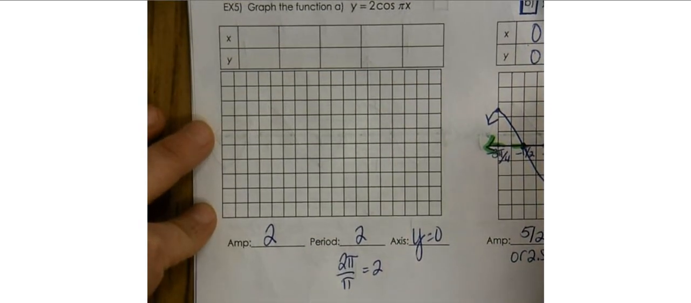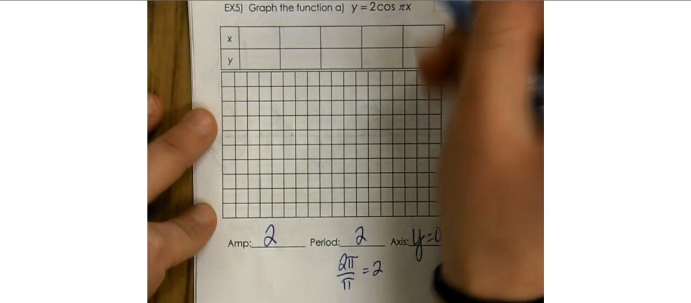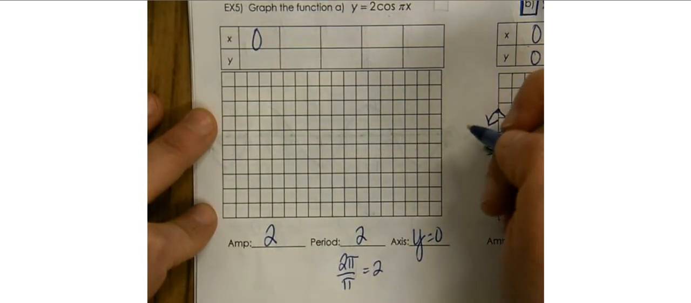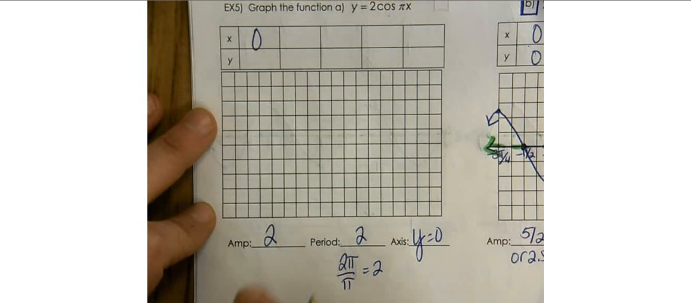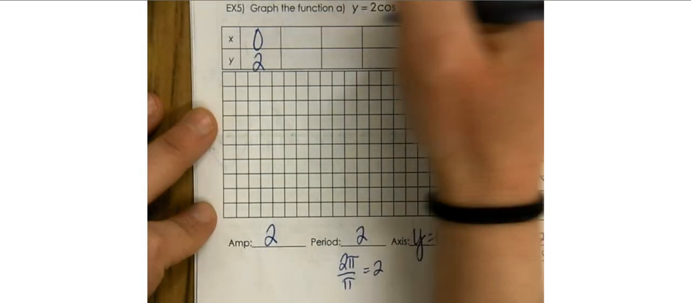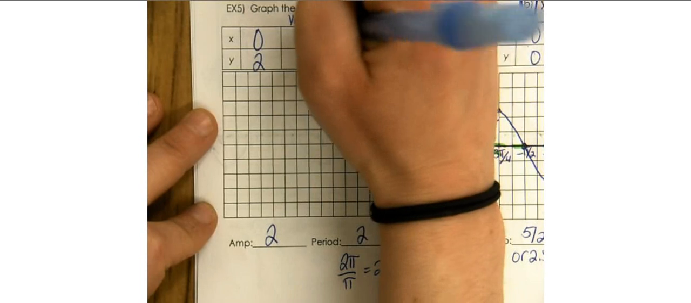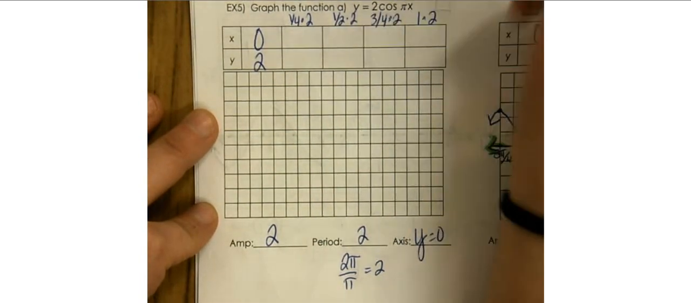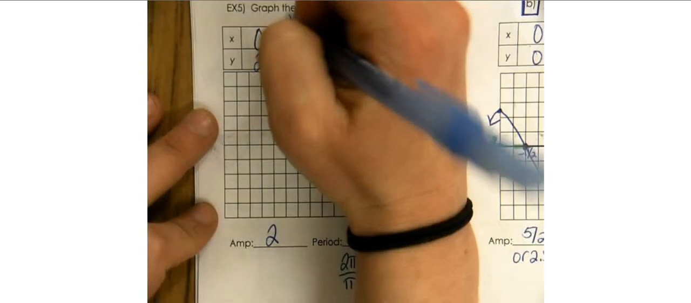So now from here, since we're talking about cosine, our x value starts off at 0, and it's going to be 0 up. So 0, 2. We're going to go up to 2. So that's my first ordered pair. Then the rest of my x values are going to be 1/4 times my period. So 1/4 times 2, 1/2 times 2, 3/4 times 2, and then 1 times 2. We just did that in the last example, so that's going to be 1/2, 1, 1.5, and then 2.